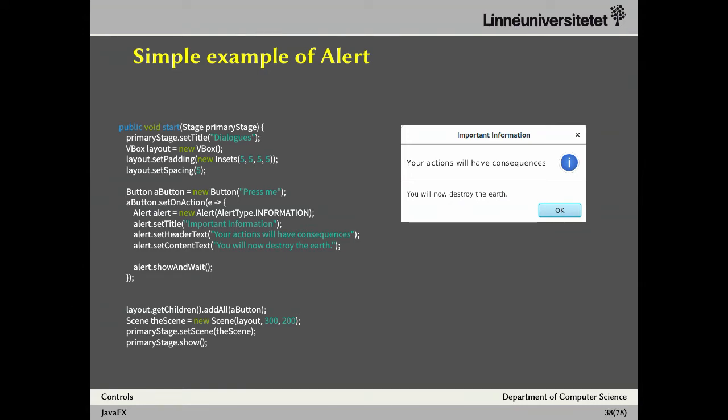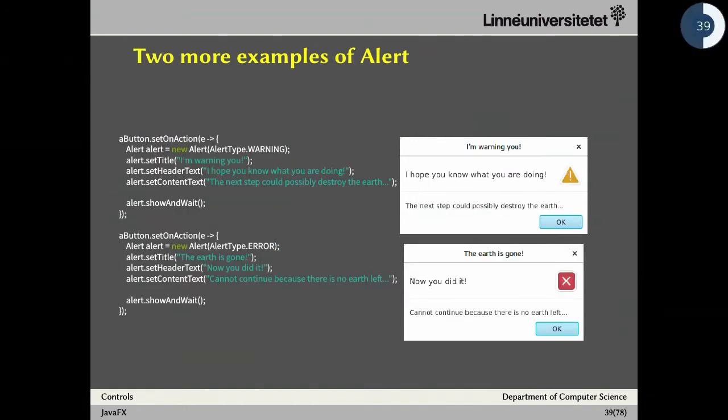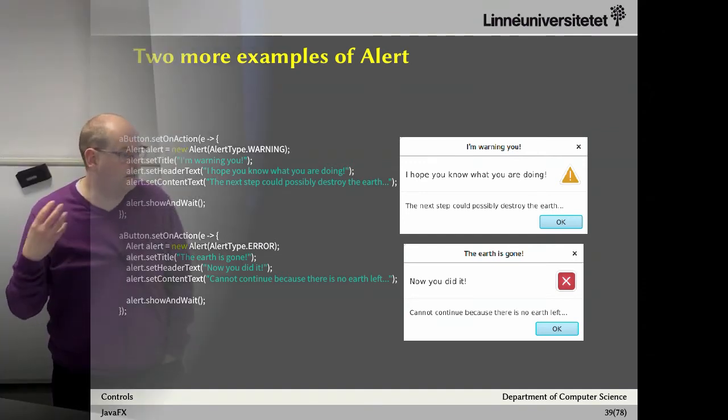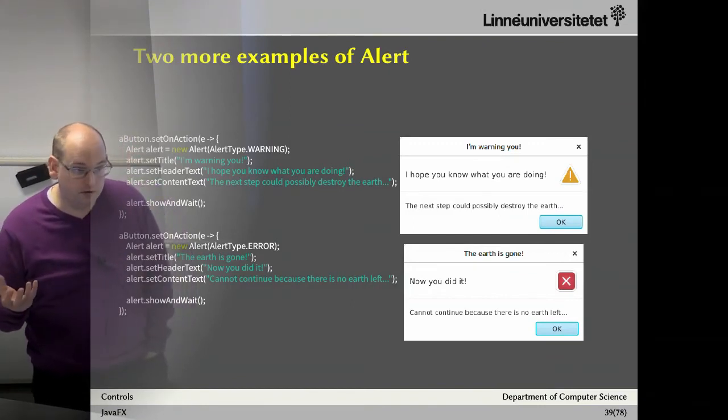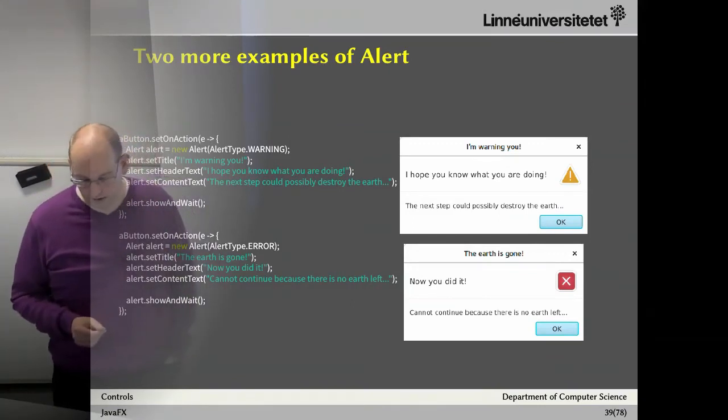Alert is one of the dialog box classes that we use, and we can use them in many different ways. We can change the alert type, like here, warning and error. In warning, everything else is the same. I hope you know what you're doing. The next step could possibly destroy the earth. And error, well, now you did it. And these images, they are built in, so you will get these. But it is possible to change them as well if you like.